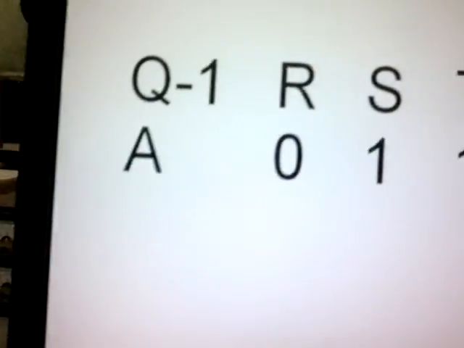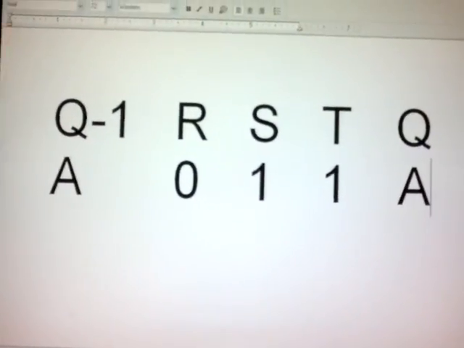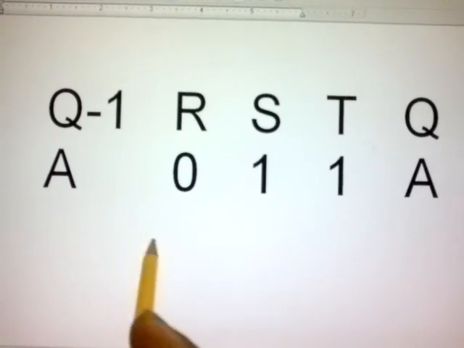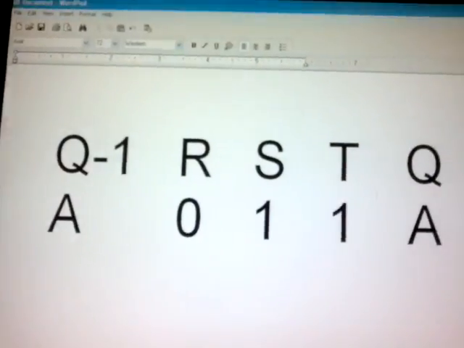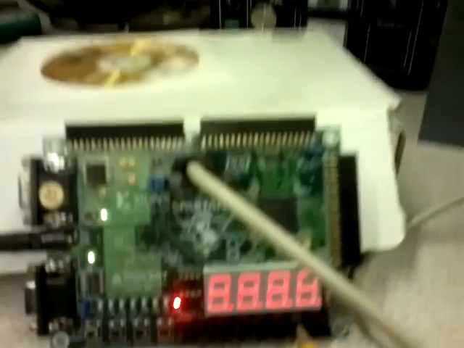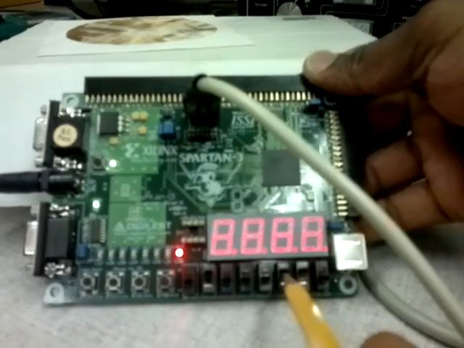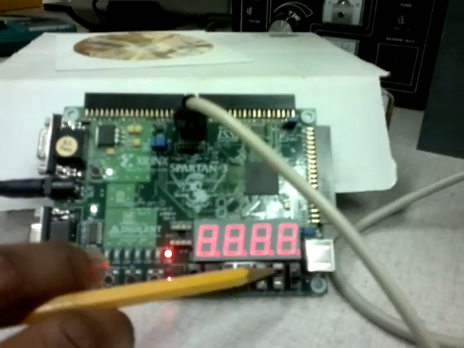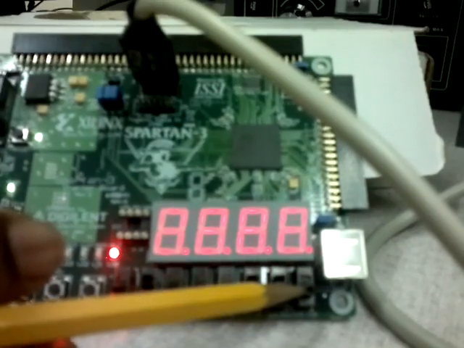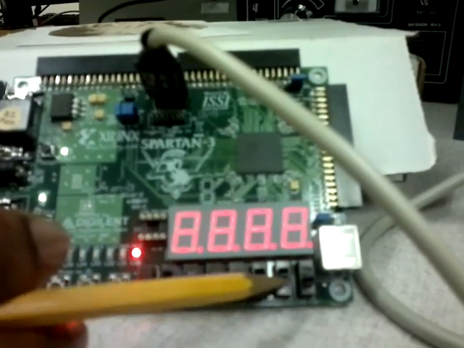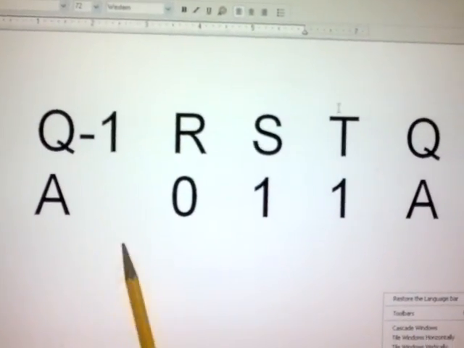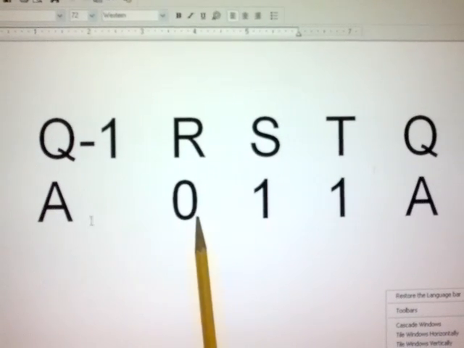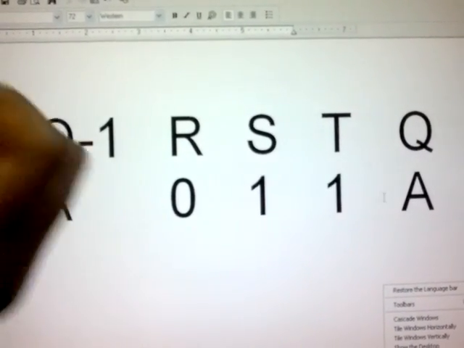And the first state, which is State A, was obtained when S is high and T is high. For R, the value is not important, but here it is low. Therefore, we got the first state, State A. So over here on this monitor, you can see R being 0, S being 1, and T being 1.